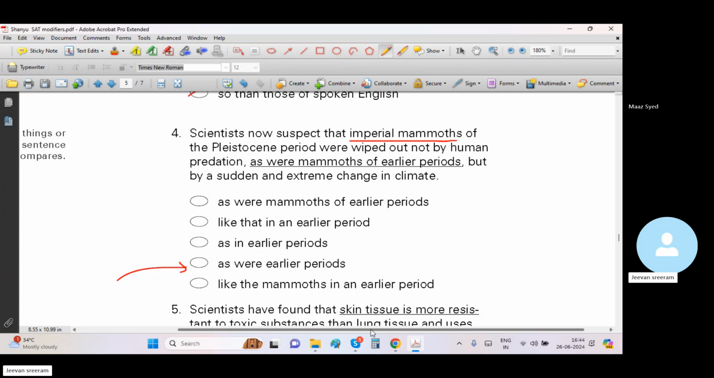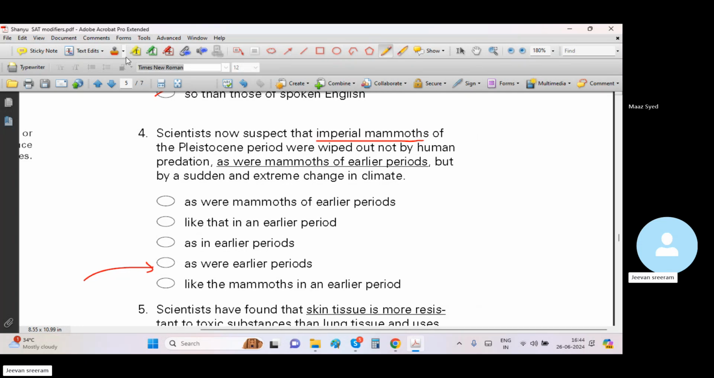Let me write the same sentence in simple language, removing the unnecessary stuff for better understanding. Imperial mammoths wiped out as earlier period mammoths.